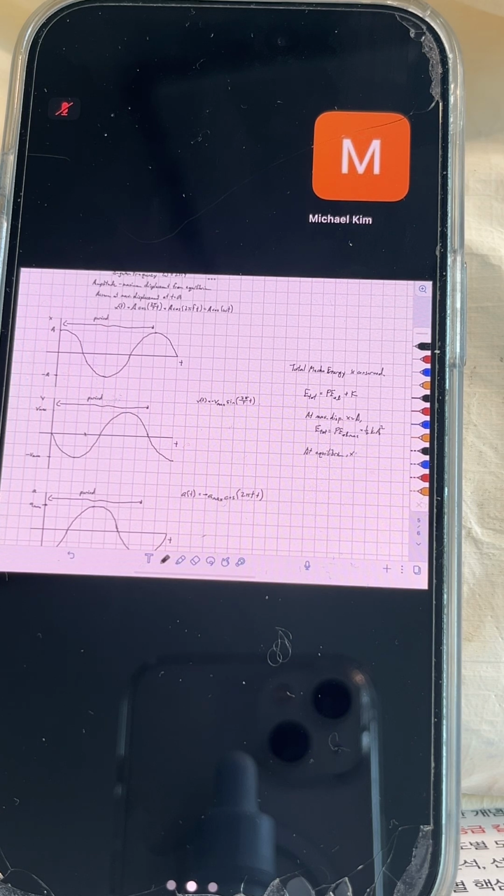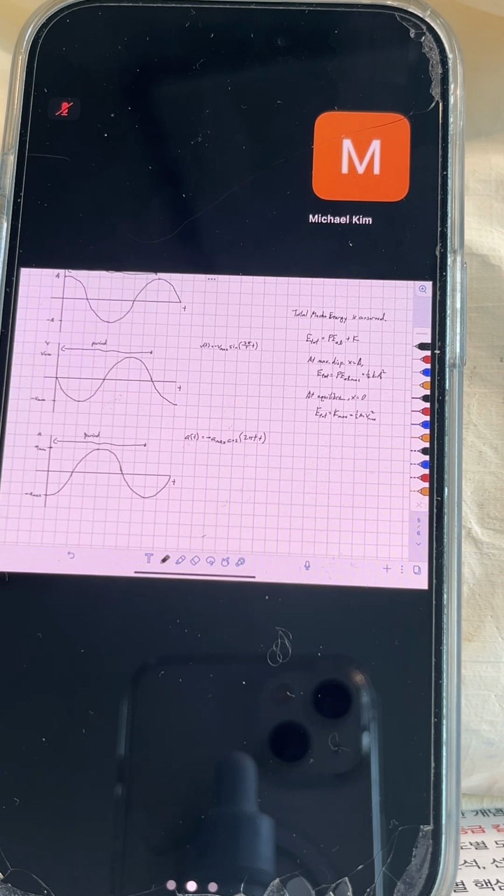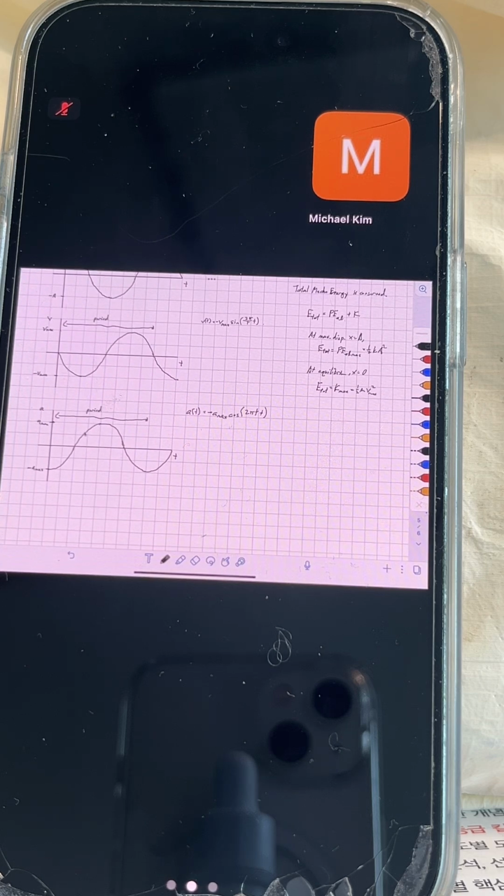right, or basically x equals 0, then our total is going to be all in kinetic energy, and so this is going to be 1/2 m Vmax squared. And then we could use these things together to tell us that 1/2 K A squared has to be 1/2 m Vmax squared.